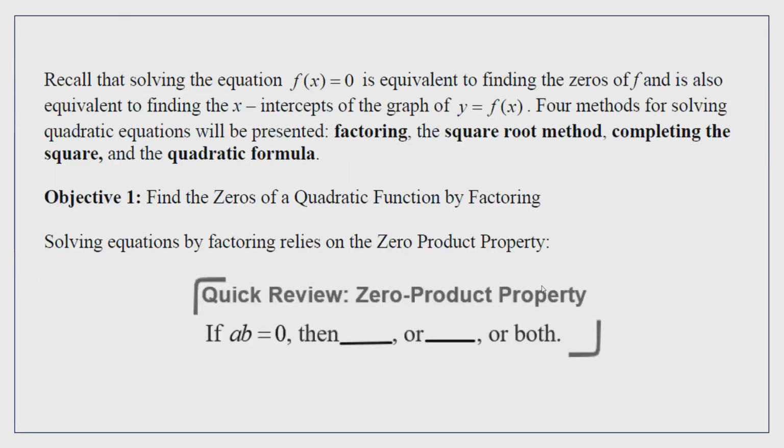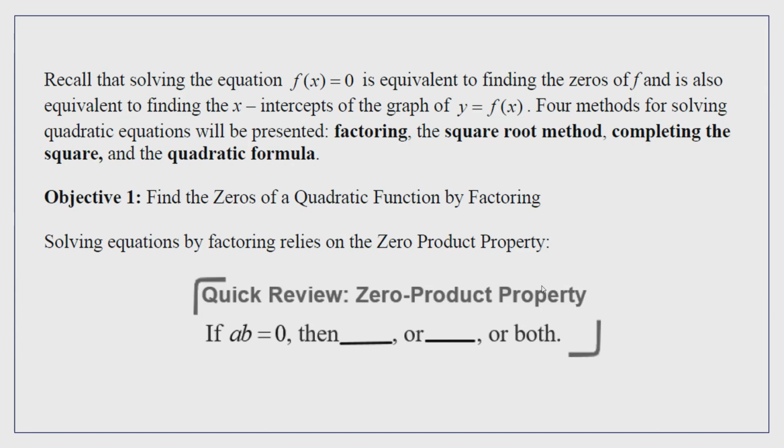All right. Recall that solving the equation f of x equals 0 is equivalent to finding the zeros of f, and it is also equivalent to finding the x-intercepts of the graph of y equals f of x. Four methods for solving quadratic equations will be presented: factoring, the square root method, completing the square, and the quadratic formula. We're going to go through all four of those methods in this lesson. Let's look at the first method.